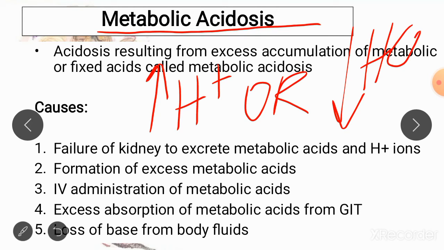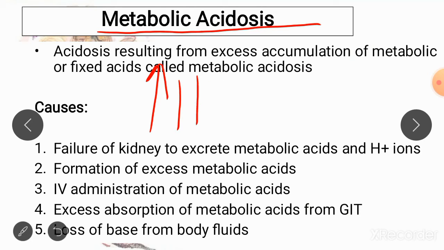So the conditions in which your hydrogen ions are increased include kidney failure, or when you have excess metabolic acids being formed in your body, or when you ingest an acid, or you are administered an acid through the intravenous route, or when too much acid is being absorbed from your gut, or when there are bases being lost from your body. A very important example of bases being lost from your body is diarrhea. When you have diarrhea, a lot of bicarb is lost from your GIT, and this loss of bicarb in the form of loose stools leads to metabolic acidosis.